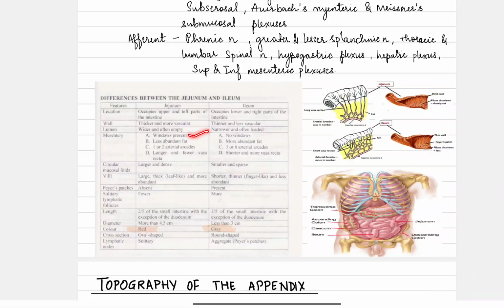Mesentery: windows are present, less abundant fat, one or two arterial arcades, longer and fewer vasa recti. See, long vasa recti and fewer arterial arcades. Fat is less abundant. In ileum, there are no windows, more abundant fat. See, 3 to 6 arterial arcades, and short and more vasa recti.